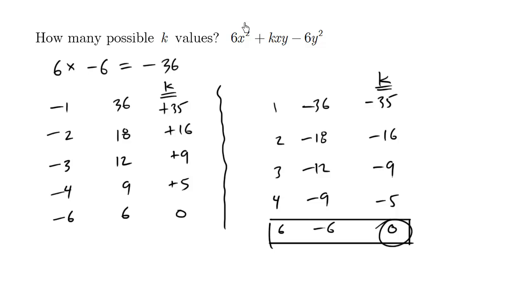So the key for this question is to multiply the a value as well as this last number part and try to break it down into its factors systematically, such that you can find all the different possibilities of k-values. Great job. If you got this, you're well on your way to solving all the trickier problems.